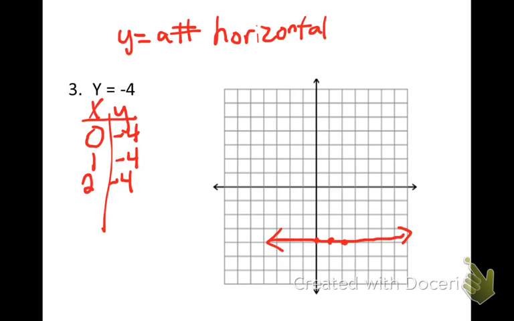So if you know that, you can just go down 4 in this case and graph it. Or if it says y equals 2, you're just going to go up 2 right there, and it's going to be a horizontal line like that. So if you know that, you don't even have to make a table. That's one I wouldn't make you make a table on.